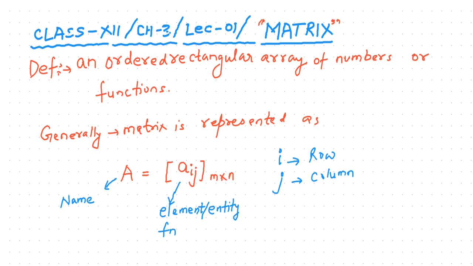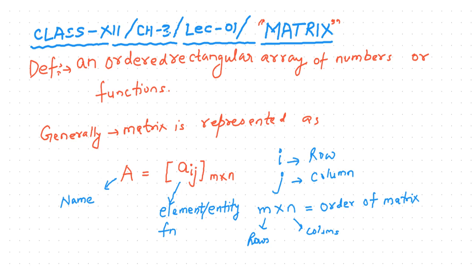And we have written m cross n outside the bracket. This m cross n is known as the order of the matrix. We will also define the order of the matrix at a later stage. For now, I will tell you that m means the total number of rows and n is the total number of columns. So we can say it is the product of the number of rows and the number of columns.